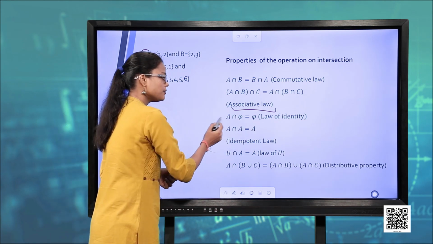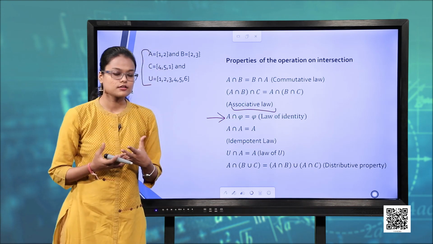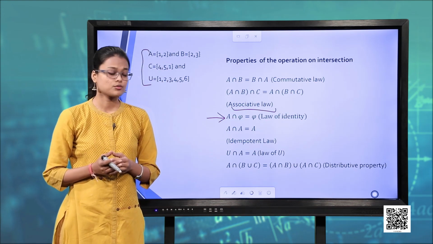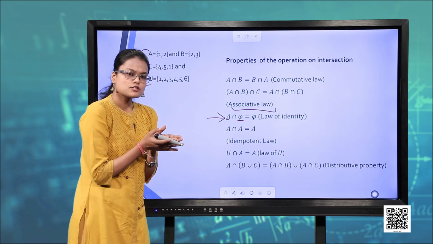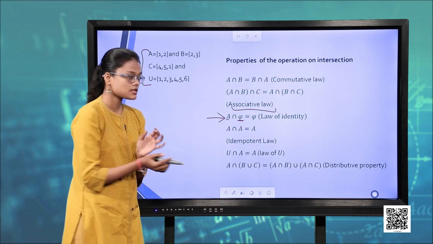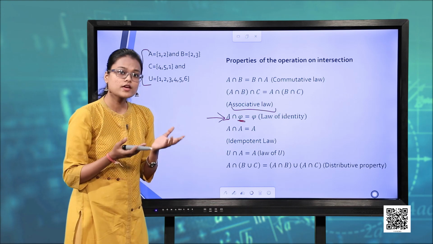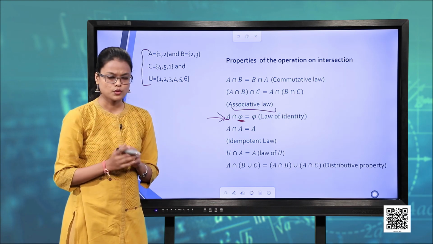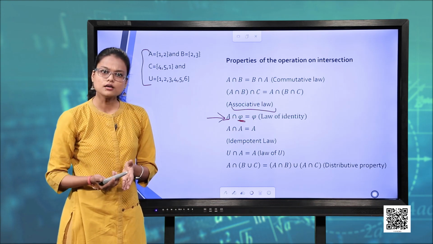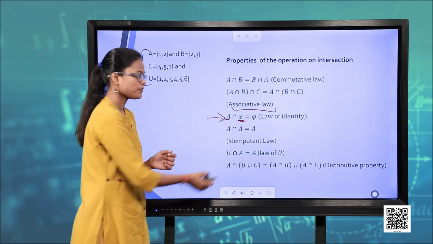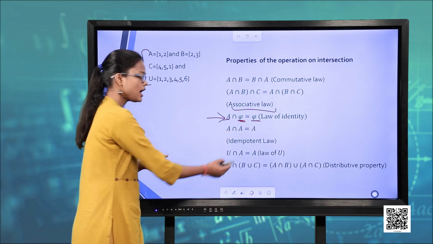Law of identity. A intersection with an empty set. Again, here you may see A intersection with empty. The empty set does not have any elements. That means set A and the empty set do not have any common elements. Will they have any common elements? No. So what will be the answer? Empty set. Here it is. Now, the next property, the idempotent law.